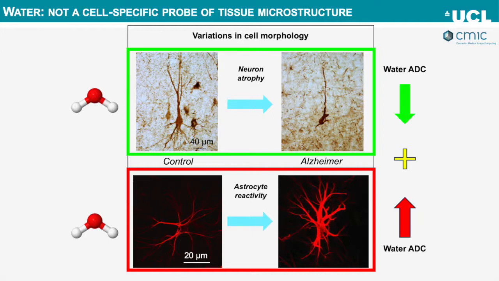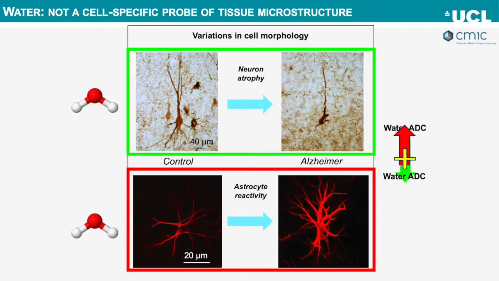In fact, the former would result, for instance, in a reduction of the ADC of the water molecules inside the neurons, while the latter an increase for those inside the astrocytes. The cumulative change in ADC that we may measure may not be sufficient to detect any changes occurring in the tissue unless there is a strong imbalance between the two cell populations. For example, a lot of neurons die.